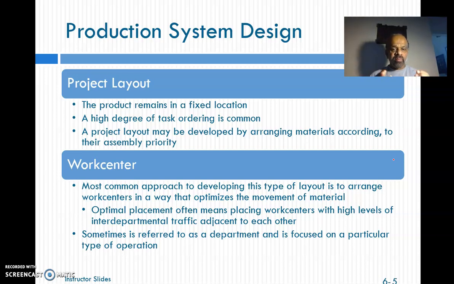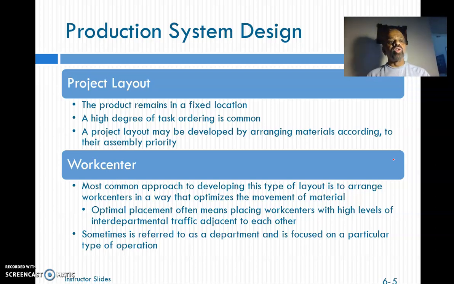Project layout. It's in a fixed location, the degree of task is very high, and it is done only one at a time, kind of a thing. So there is a project. Work center is where quite a number of things can happen in one place. It's an optimal placement of work centers or machines in one place. So basically, there are a lot of processes that can be done in one place.